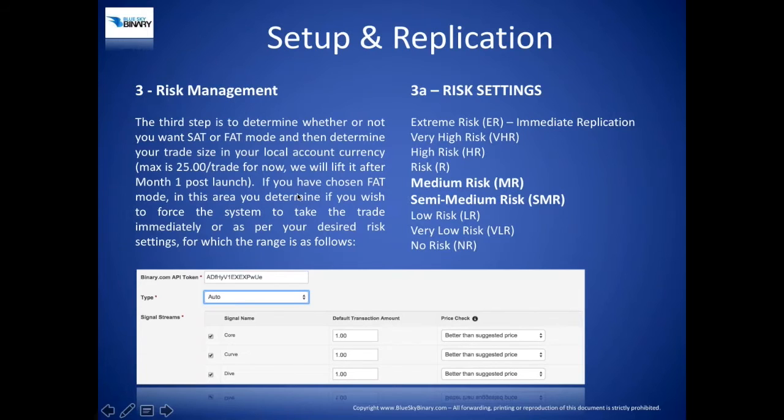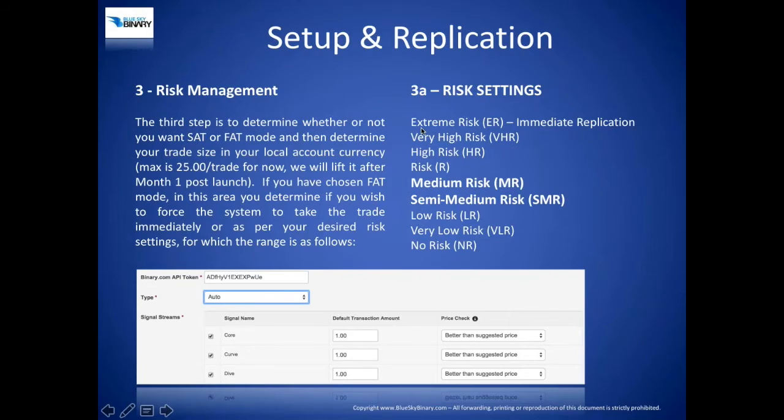But for those of you that are in fully automatic mode, also known as auto, what you're basically doing here is, after you've set the default transaction amount per signal, okay, you then would go to risk settings, which is the window next to it. And you will determine basically these various levels of risk per signal stream, okay?